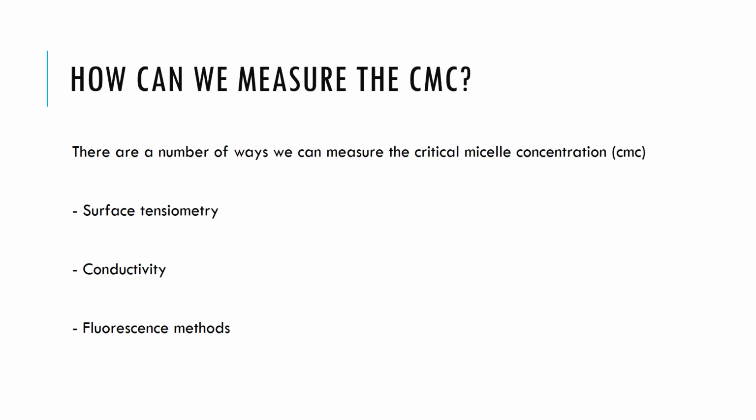The first is surface tensiometry, so we can track the surface tension as we increase the concentration of surfactant. The second is to use conductivity measurements, and we'll talk about that in a moment. And the final are fluorescence methods.